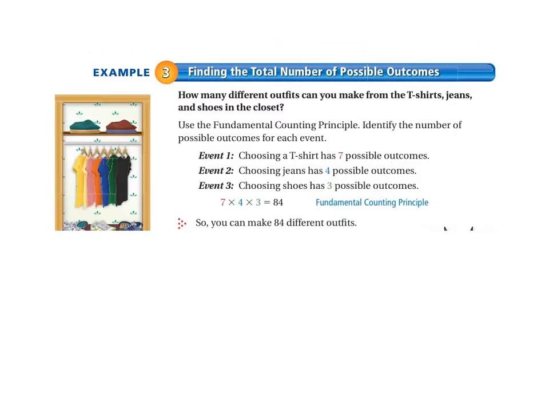Example 3, we're going to find the total number of possible outcomes again. We have clothes in our closet. How many different outfits can we make from the t-shirts, jeans, and shoes in the closet? So we're going to use our fundamental counting principle. Identify the number of possible outcomes for each event. We have 7 t-shirts, so choosing a t-shirt has 7 possible outcomes. Choosing jeans has 4 possible outcomes, and choosing shoes has 3 possible outcomes. So 7 times 4 is 28, times 3 equals 84 possible outcomes, or 84 different outfits.